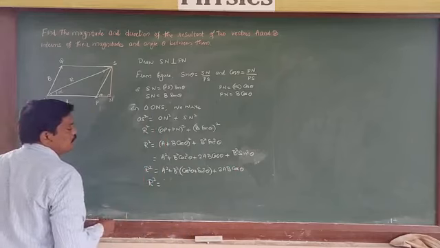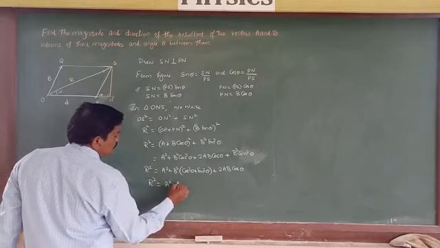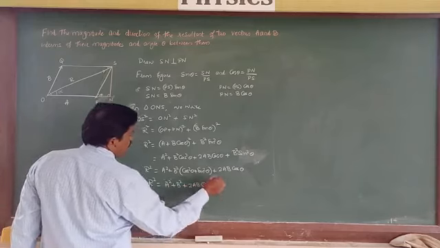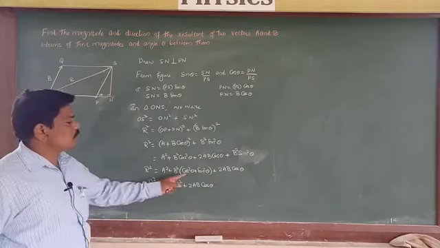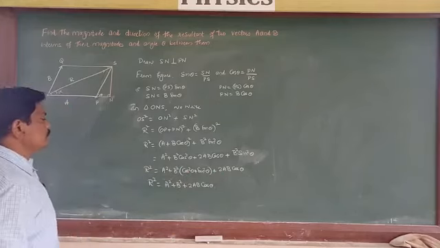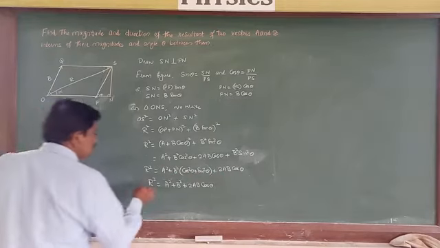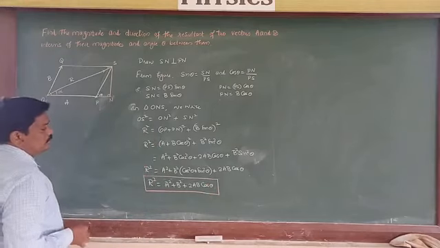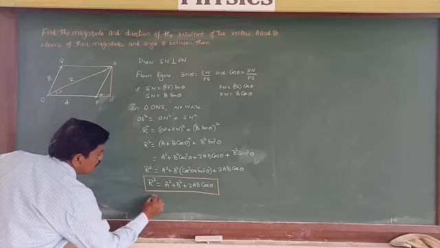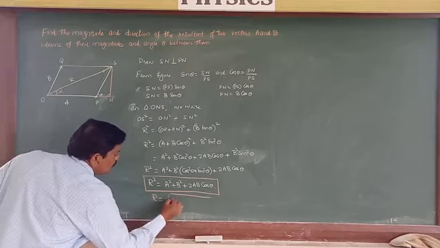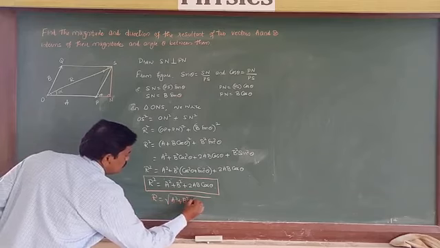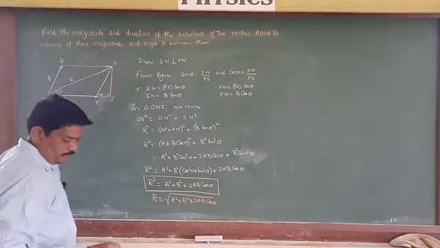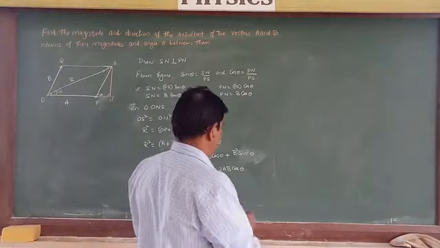So R square equal to A square plus B square plus 2AB cos theta. Because cos square theta plus sin square theta is 1, B square into 1 is B square. So this is the magnitude of resultant. Or also we can write R equal to square root of A square plus B square plus 2AB cos theta. Okay, so this one is the magnitude.